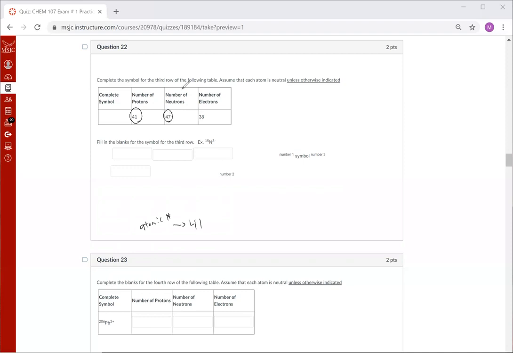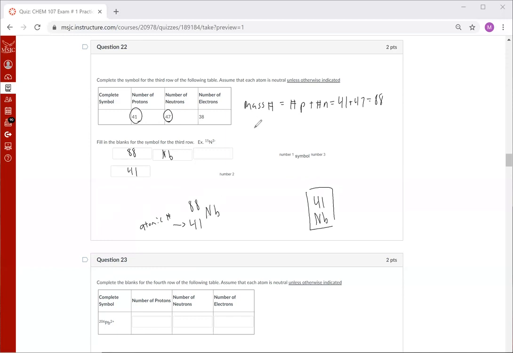We know that we have 47 neutrons, so then we can figure out our mass number, which is equal to the number of protons plus the number of neutrons. So 41 plus 47 gives us 88. So we fill in our mass number and atomic number. What element has an atomic number of 41? Niobium? Yep, exactly right. So we put the symbol for niobium.